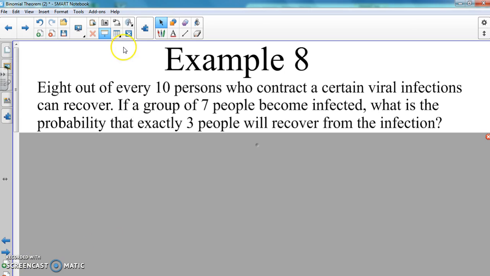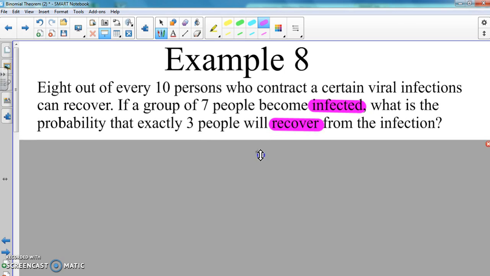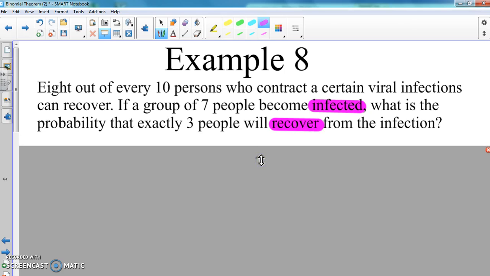So either people are infected or they recover. So infected or recover. So we can say I and R are the two things happening. Infected and recover. And then of that, how many people are there in all?